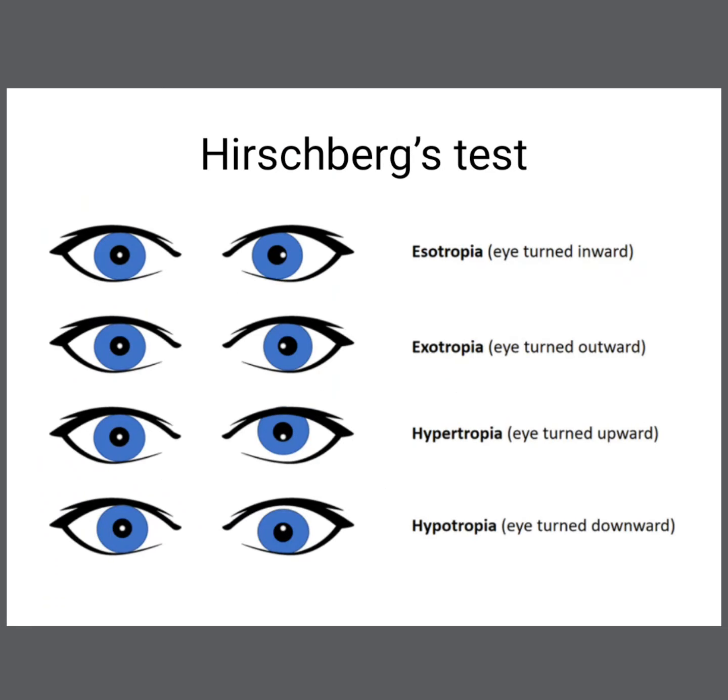So here we observe the direction of corneal reflex and determine the types of squint. So in the first figure, the corneal reflex appears to be decentered temporally due to the eye turning inward, so it indicates esotropia. And in the next figure, the corneal reflex appears to be decentered nasally in the left eye, so it indicates exotropia in the left eye.